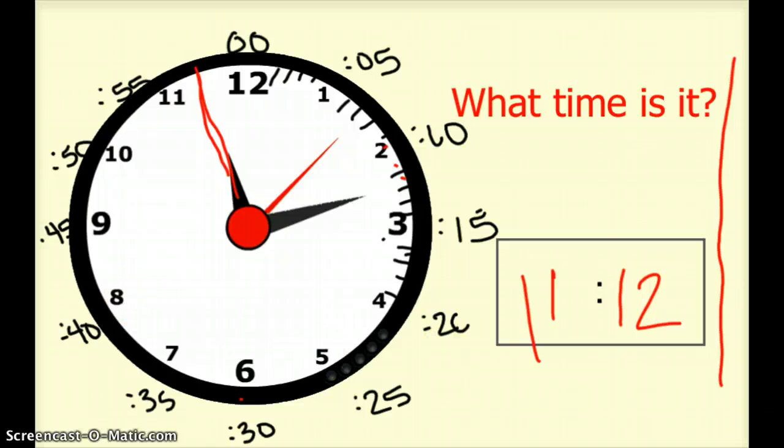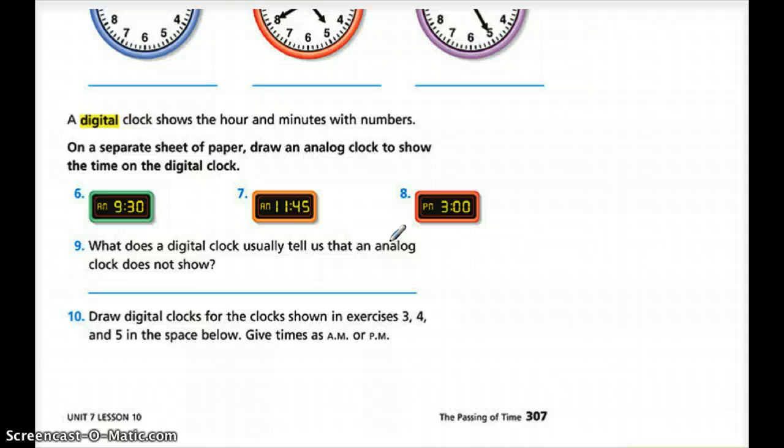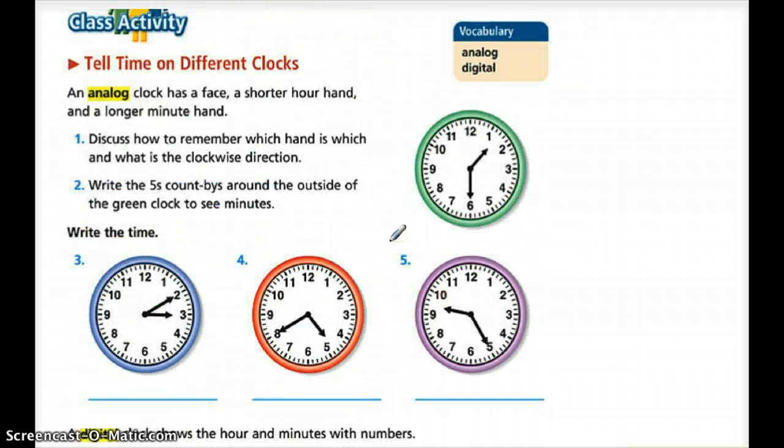All right, let's take a look at our first page, page 307. An analog clock has a shorter hour hand and a longer minute hand. We already discussed which hand is which, and the clockwise direction goes this way. So this would be our small hand, that would be our hour hand, and this one would be our minute hand because it's the long one.